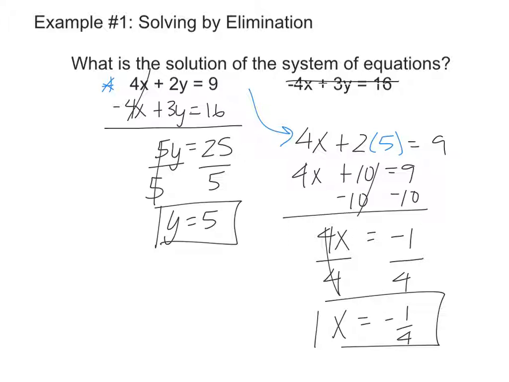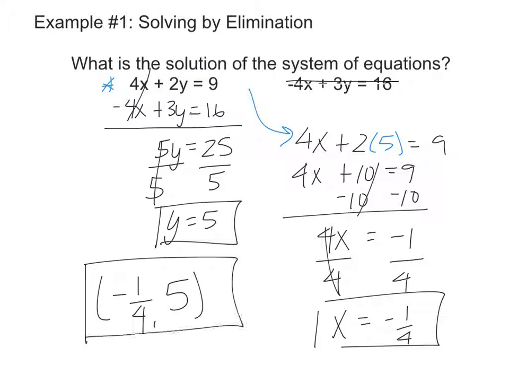And remember, our solution is an ordered pair. So our solution will be negative 1/4, 5. And that is our final answer.